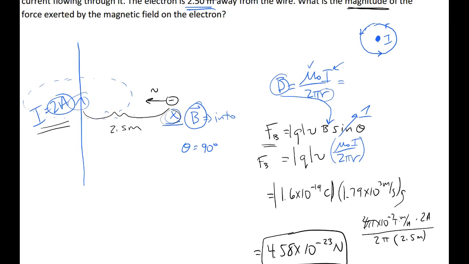Now, if it did ask for the direction, if that is into the page and that object is going to the right and it's negative, I would use the left-hand rule. So I would point my thumb to the right, I would point my fingers into the page, and I notice that my left palm would be facing in the same direction as the current. So the direction would be the same as the current, but it didn't ask for that. That's just a little side bonus.